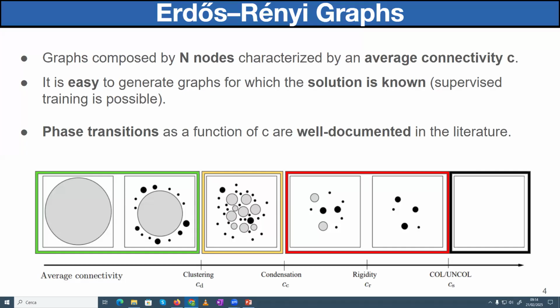algorithms show a slowdown. If we keep increasing the average connectivity, we find a region where the number of clusters becomes sub-exponential, and the state-of-the-art algorithms fail nowadays. So, of course, if we keep increasing the average connectivity, a typical graph will not have any solution that satisfies the constraints.